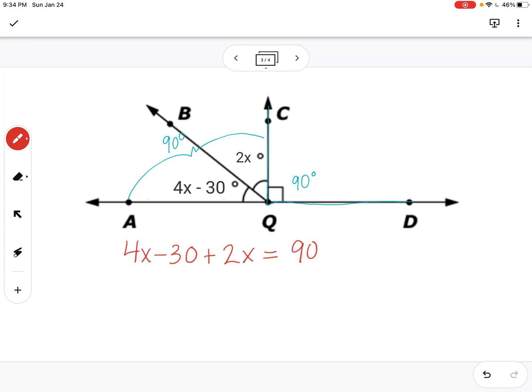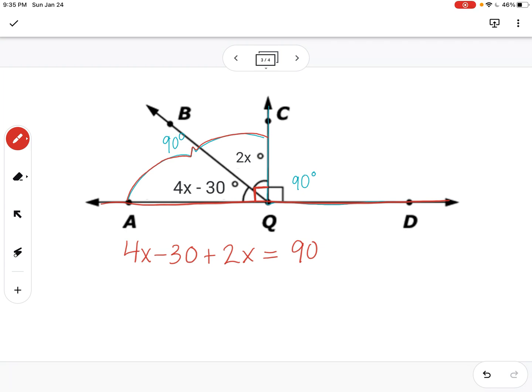Now, Mrs. Stroh, how do you know to add those two? Because remember, we know that these two angles have to add up to 90 degrees if this one is also 90, since we know that the straight angle equals 180.